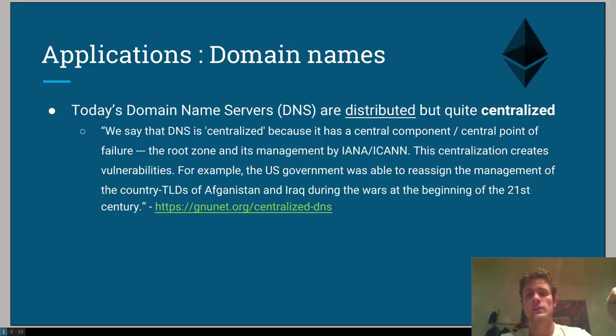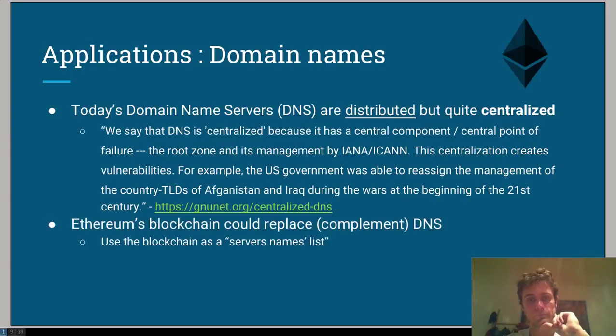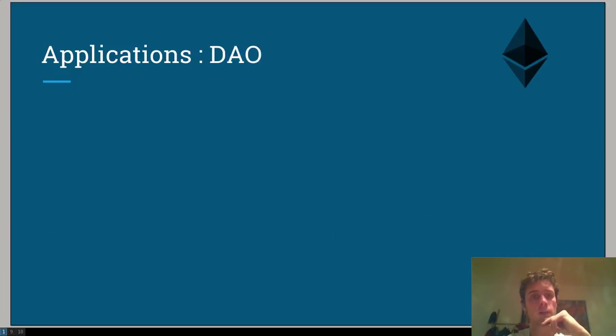But registration is controlled and managed by IANA and ICANN, and this is centralized, which might not be desirable since it implies censorship and so forth. So Ethereum could implement that, and it's already something that Ethereum can do. Okay.